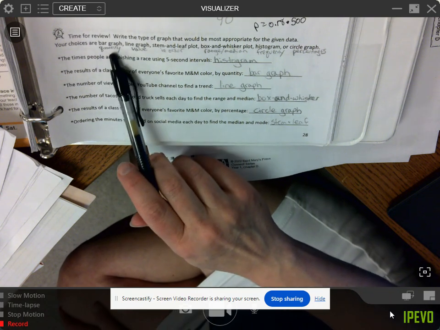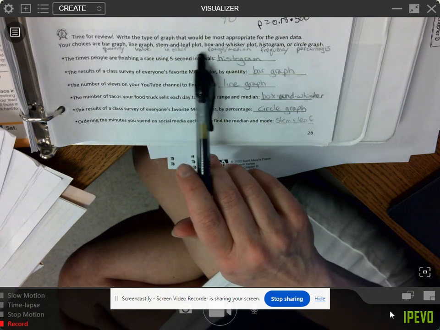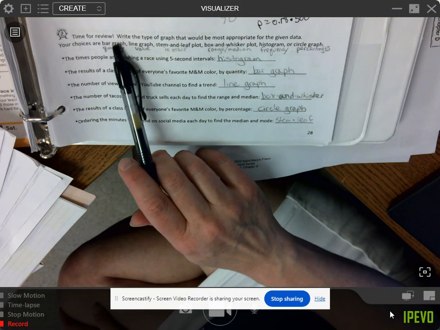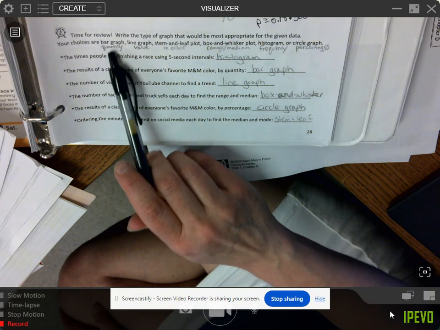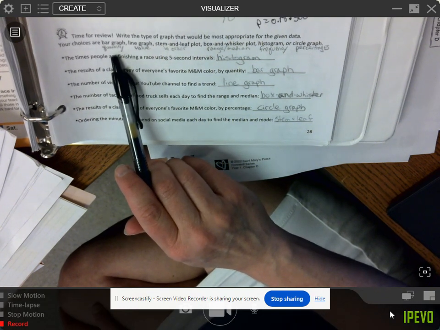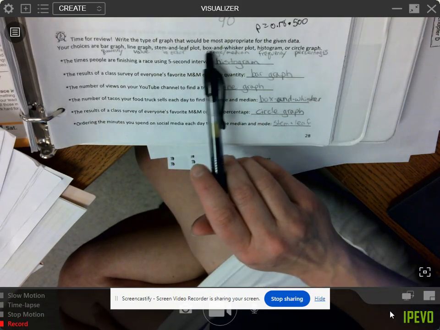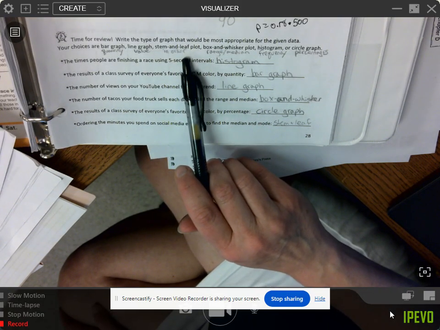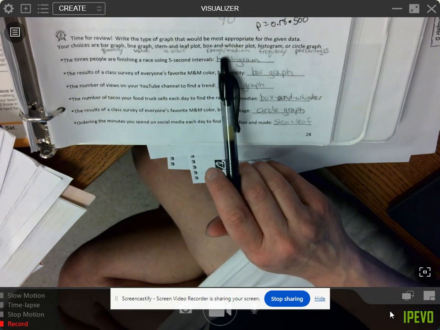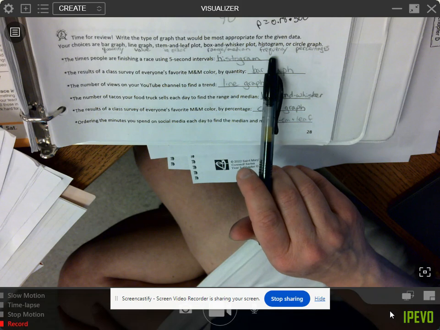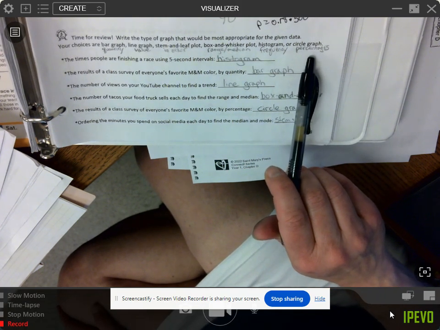Look at what I did to help keep it straight in my head. I looked at every graph and I said, what do I use that graph for? Bar graphs are used for quantity. Line graphs are used for value. Stem and leaf plots are used to put things in order. Box and whisker plots are used to find the range and the median. Histograms are used for frequency, and circle graphs are used for percentages.